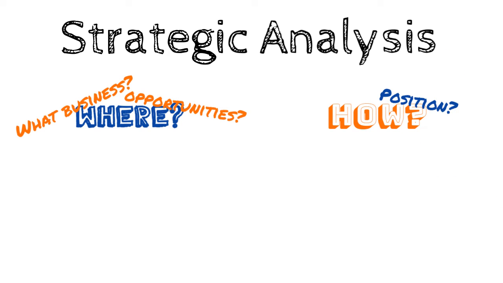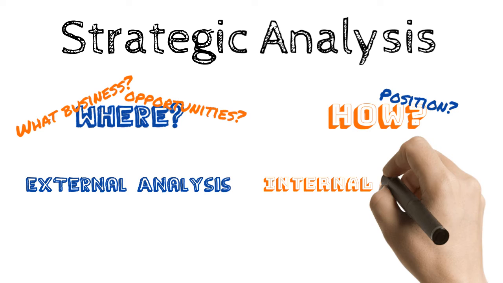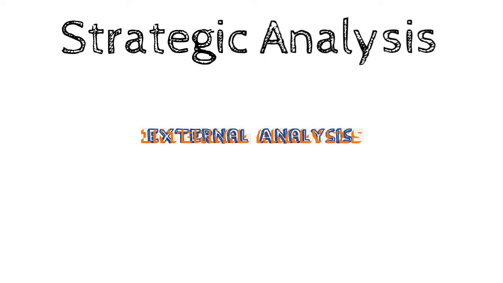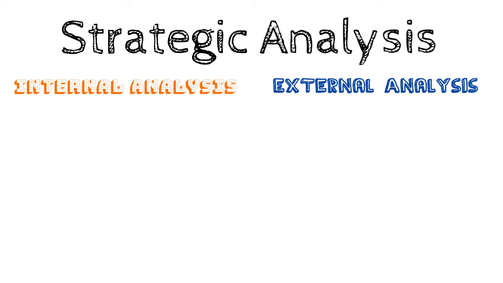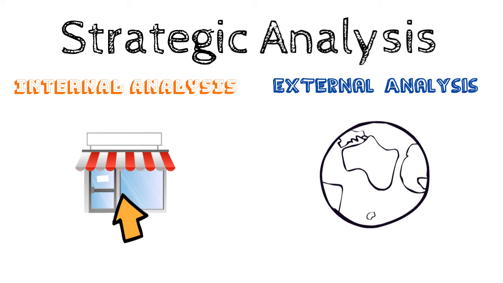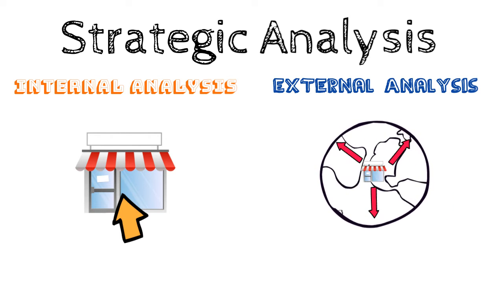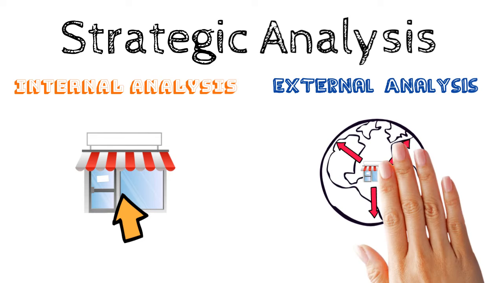The answers to these questions correspond to two types of analysis strategists need to be good at: external analysis and internal analysis. To make sound decisions about how to compete, internal analysis helps companies analyze themselves, looking internally for key insights. To better understand where to compete, external analysis helps companies to carefully study and analyze their external environment, seeking to understand the dynamics of competition.